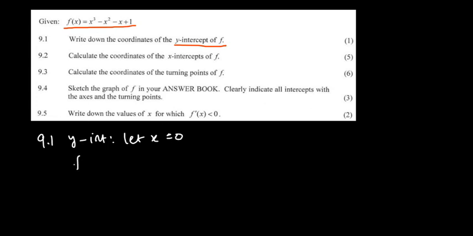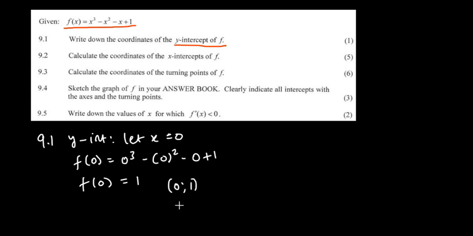So you're going to say f of 0 will be 0 cubed, minus 0 squared, minus 0, plus 1. Essentially f of 0 will be equal to 1. So your y-intercept is when x is 0, y is 1, right? X is 0, y is 1.